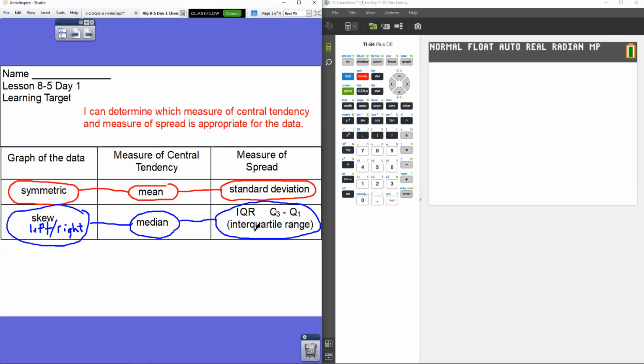You might want to write that down. You might want to take a picture of it. You might want to refer back to it, especially when it comes to your test. All right. When it comes to your test and when it comes to your homework, if it's symmetric, you want to use the mean and standard deviation. When it's skewed left or right, you want to use the median and IQR. I'll go back to that slide at the end.